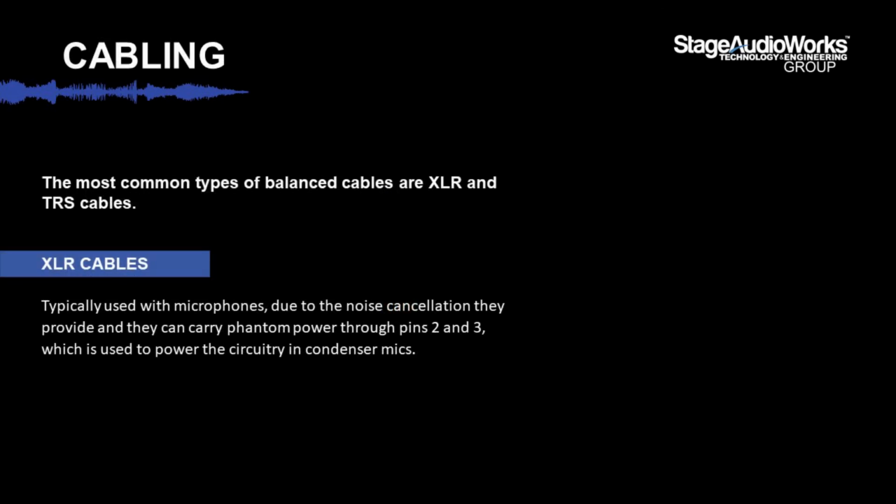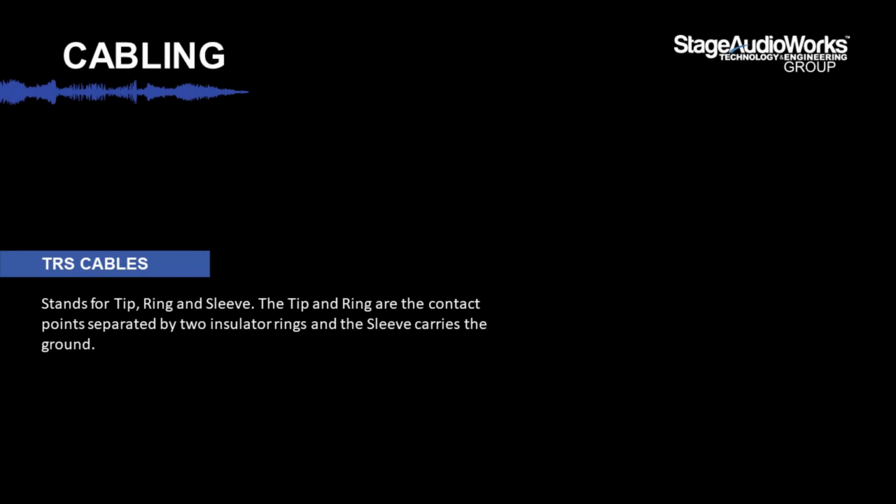The most common types of balanced cables are XLR and TRS cables. So XLR cables are typically used with microphones due to the noise cancellation they provide, and they can also carry phantom power, which we spoke about earlier, through pins 2 and 3. So those will be used to power circuitry and condenser mics, DI boxes, and such. So that's XLR. TRS cable stands for tip, ring, and sleeve. The tip and ring are the contact points separated by 2 insulator rings, and the sleeve carries the ground.